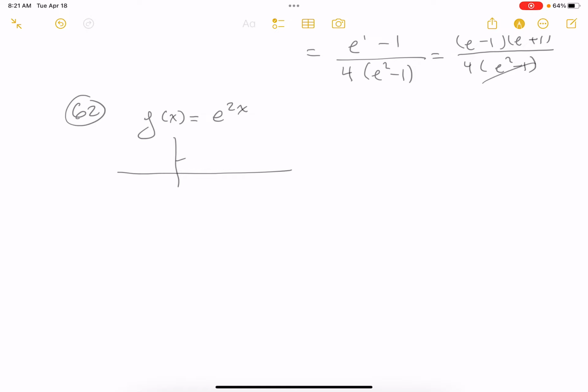And e to the 2x, I'm going to say sort of looks like this over here. Just reading through it, I know what the region looks like. And this is going to be 1 over here. This is going to be 0. And this is the function e to the 2x. Right? We want to get the centroid.